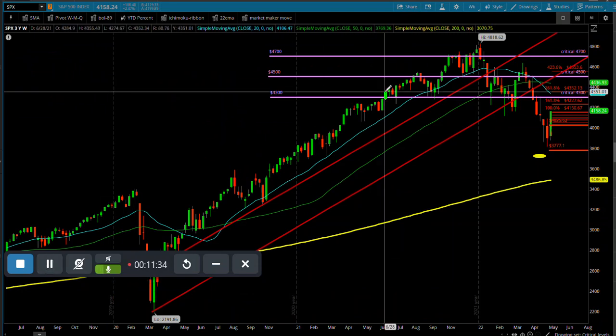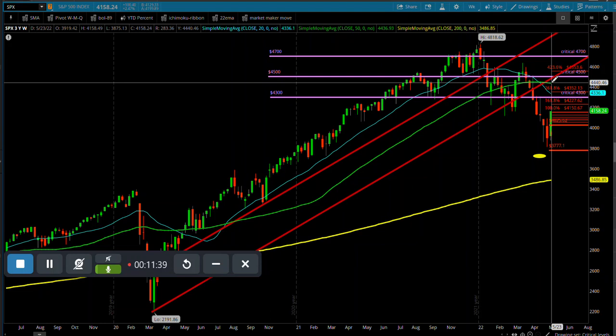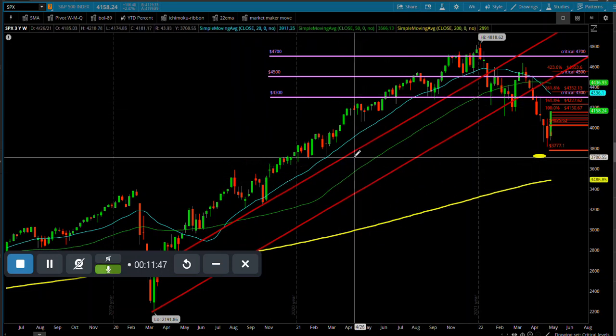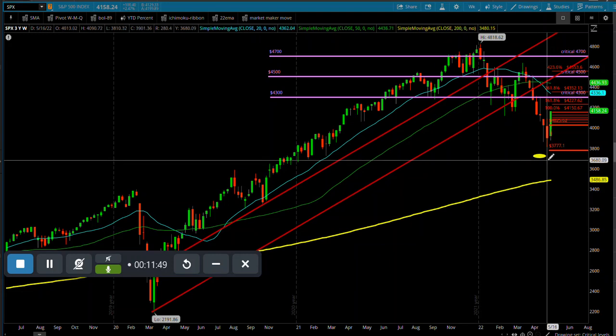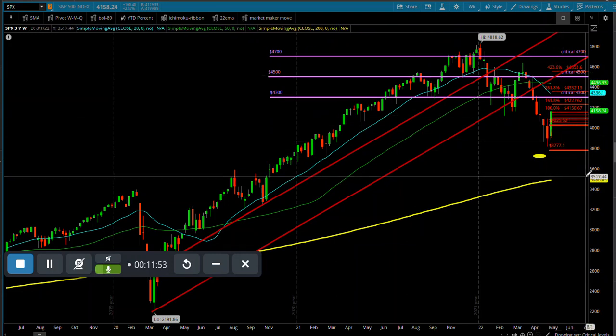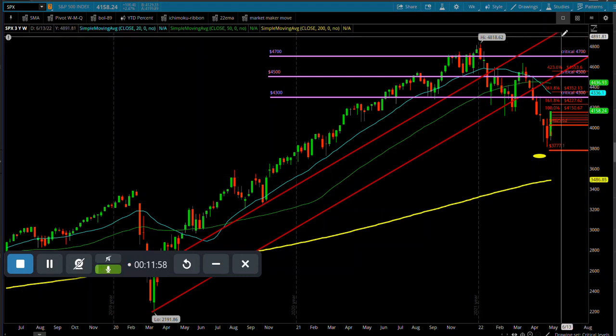So some scenarios I'm looking at here. I'm looking for a back test of the 50 SMA here, that's 4440 on the SPX. That's what I'm really looking at. A lot of times with this primary channel, we have the breakdown here, we come back and back test it, and that might set up a much deeper leg lower. Or we might actually still be putting in new all-time highs.